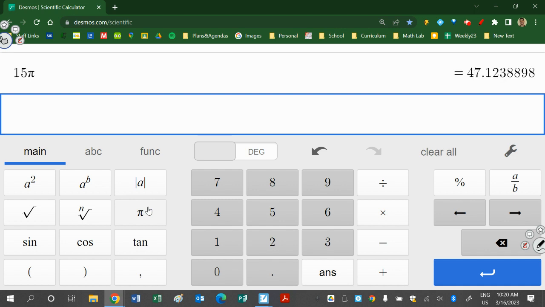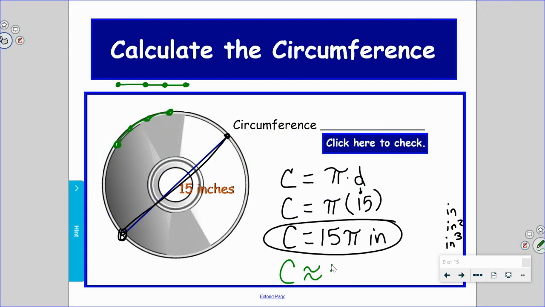In this case, 15 times pi is 47.1238898, and the chances are very high that if the calculator goes that many digits, it will go on and on and on. Let's go ahead and round it to the nearest hundredths place. So I look at the 12 and I ask myself, is that going to be closer to 12 hundredths or 13 hundredths? And I notice the 3 at the end. So I do believe that will be closer to 12 hundredths. So I'm going to go ahead and write that. 47 and 12 hundredths inches.